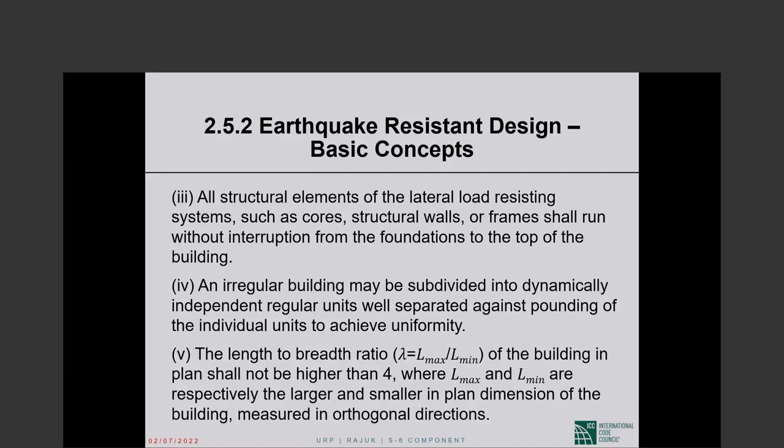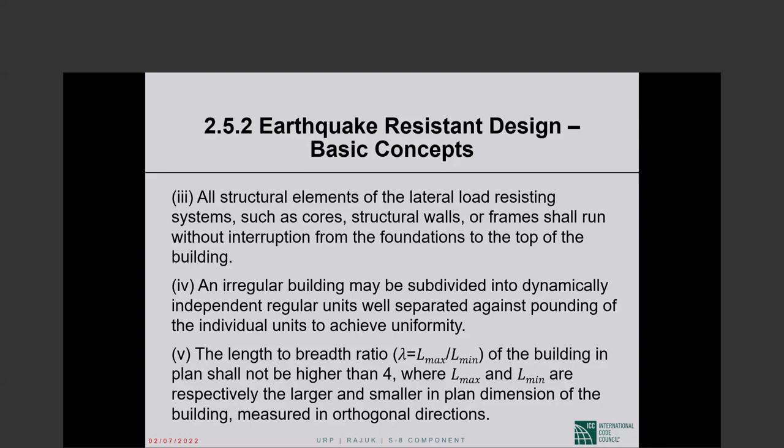An irregular building may be subdivided into dynamically independent regular units, well separated against bounding of the individual units to achieve uniformity. Can be done. That is an expensive solution, and that is a headache through the lifetime of the structure. I do not know that that should be a recommended solution most of the time. There are situations where that may be quite viable, but generally no.